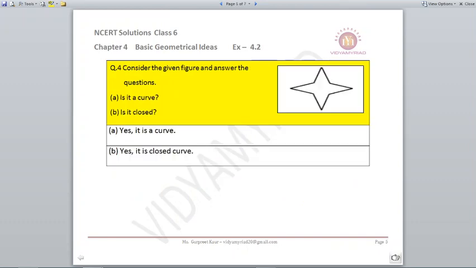Question number 4, they are asking whether it is a curve. Yes, we can say it is a curve, because what is a curve basically? A curve is made up of dots, they are joined together, whether they are formed in a straight line or in a curved line. So it is a curve. Is it closed? Yes, of course it is closed. We can see there is no opening, all the sides are tied together, so it is a closed curve.